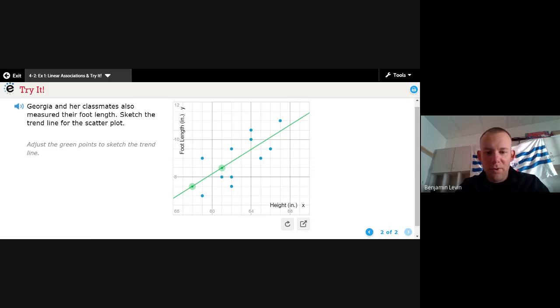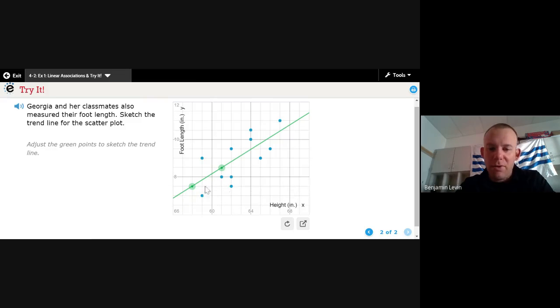We are continuing with what we were talking about yesterday, which is the trend line of a scatter plot, right? This is called a scatter plot, and this is all the data. There were 11 people that they measured. They measured their height and their foot length in inches, right? And the bigger you are, typically the larger shoe size and the bigger foot you have, right? So that's this trend line.